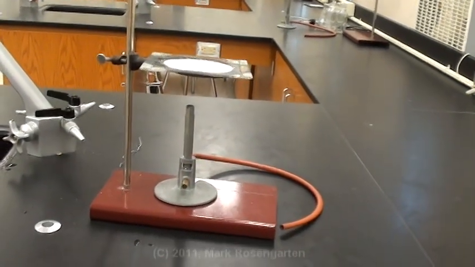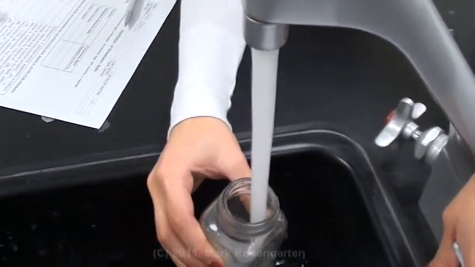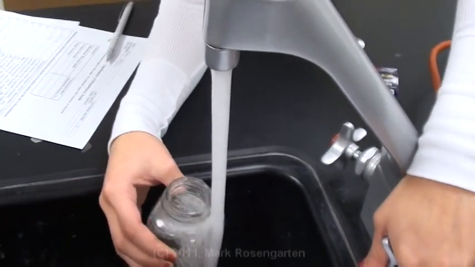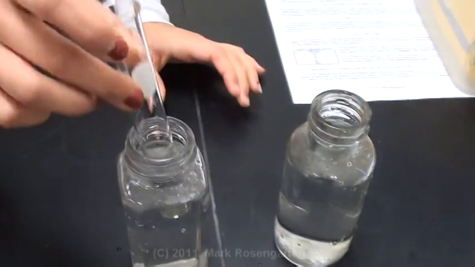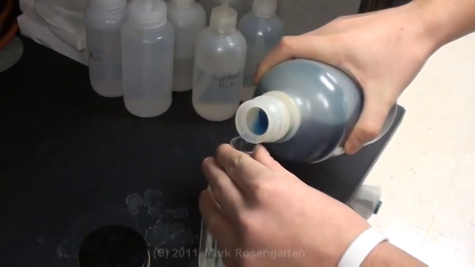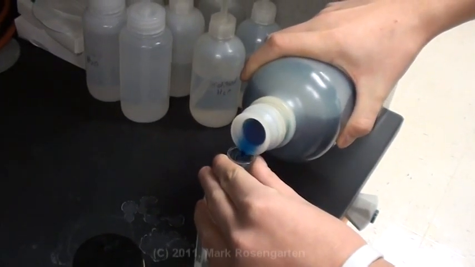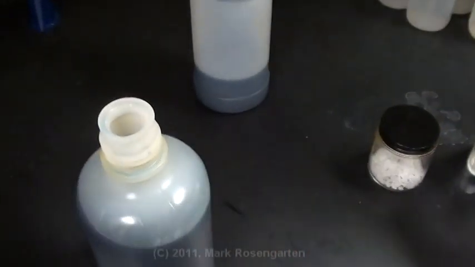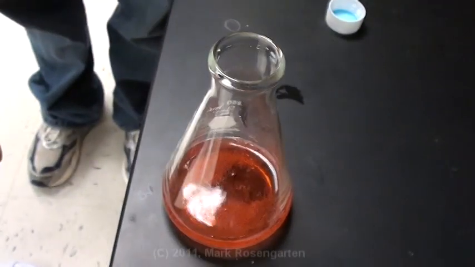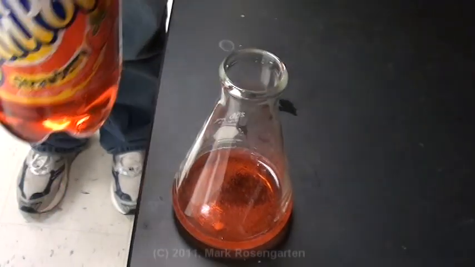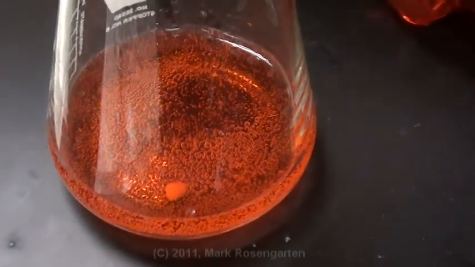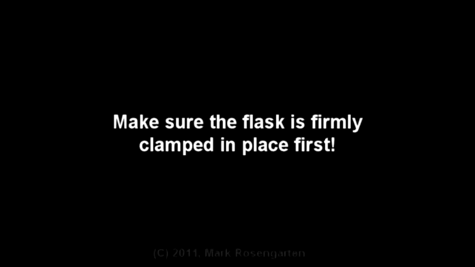Now let's see how this lab gets done. The first step is to fill up 2 bottles most of the way with tap water. One test tube goes in empty. The other test tube gets filled most of the way, but not all the way, with bromethymol blue, which you then cap back up again. Then pour in 50 milliliters of strawberry soda and place a boiling chip into the flask. Light a Bunsen burner.